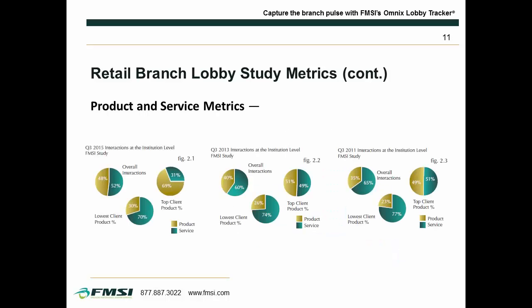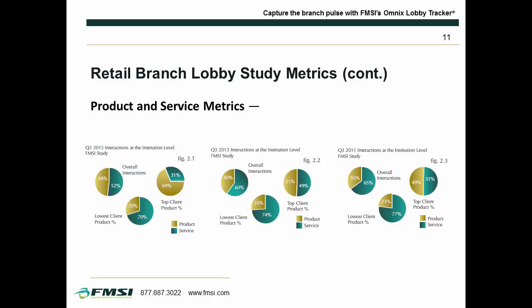Separating and tracking the number of product and service interactions in the lobby allows management to analyze the primary platform activity occurring. Lobby reporting systems typically capture these percentages at the institution level, the branch level, and the employee level. As you can see in these charts, in 2015, institutions averaged more product interactions than in 2013 and 2011, indicating they are making progress on focusing their sales efforts.